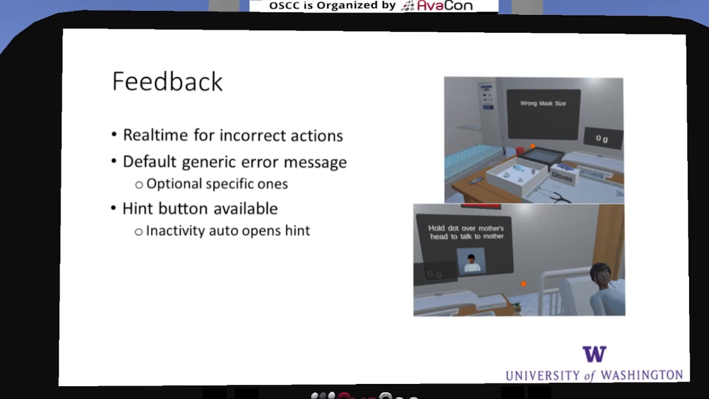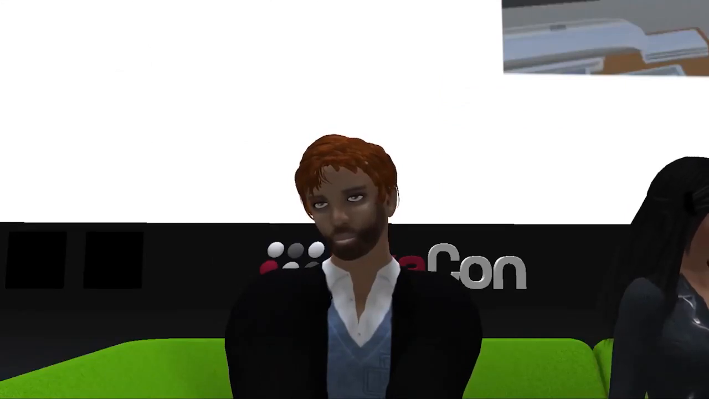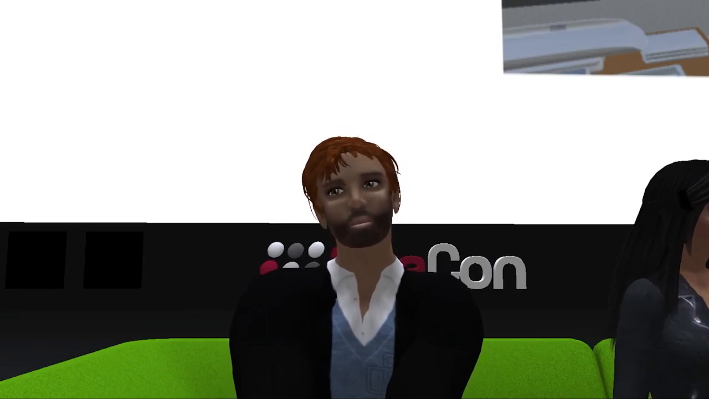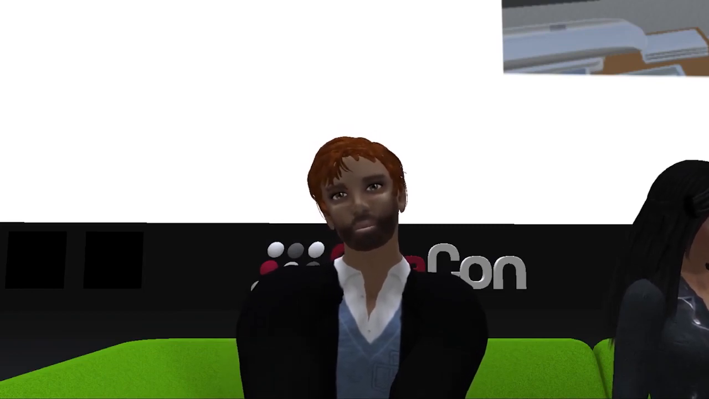If they get stuck, we had the option for hints available. They could pull those up manually at any time, but if they had, say, 30 seconds of inactivity, insinuating they didn't know what to do, then the hints would pop up automatically so that they could keep perpetually moving forward.